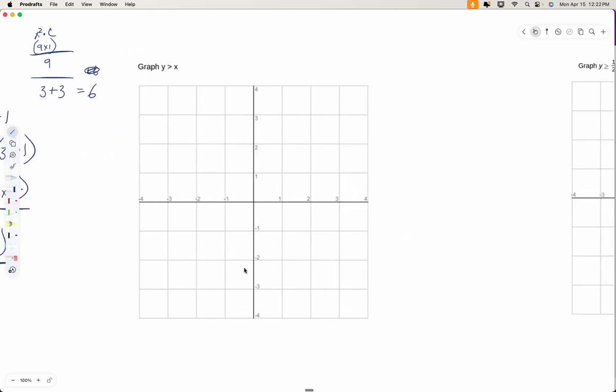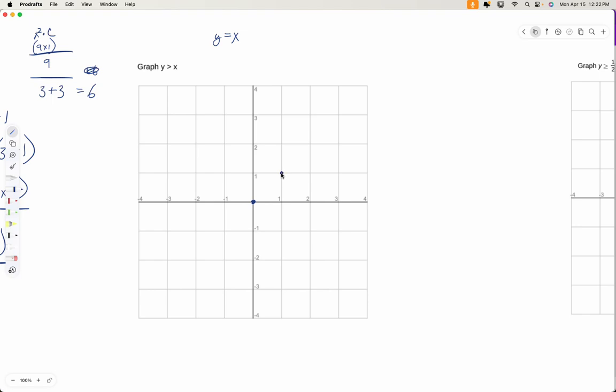All right, let's look at graph y is greater than or equal to x. Or I'm sorry, there's no equal to. Y is greater than x. So there's no equal to, so that means there's a dotted line. So if y is greater than x, we would rewrite that in order to graph it as y is equal to x. So that's the line, but because there's no equal sign, it has to be a dotted line. So that means if y is 0, x is 0.